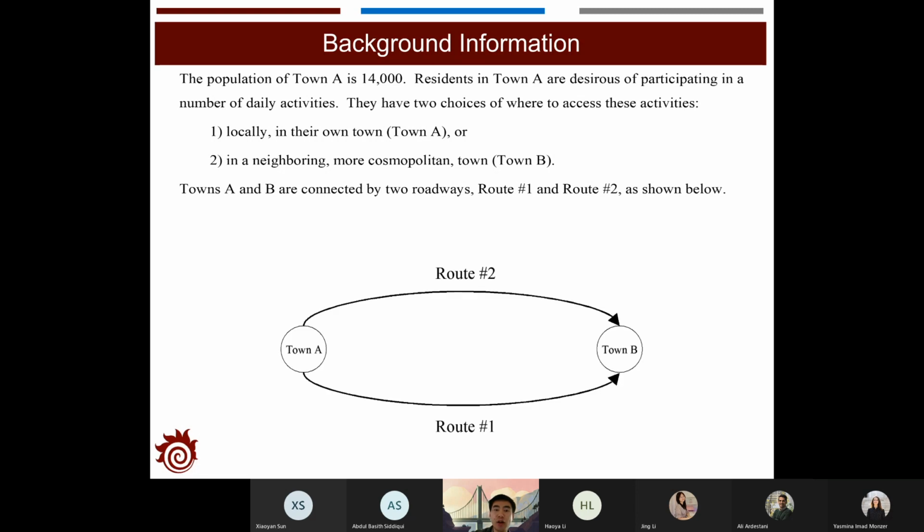One is the local road, which is Route 1. The other one is the freeway, which is Route 2. We are provided with some information about town A and town B, what the activities in town B are, and what the utility for these two towns is. With this information, we will ask you to determine the demand and supply functions. And now let's go through all the assumptions we have made for this example.